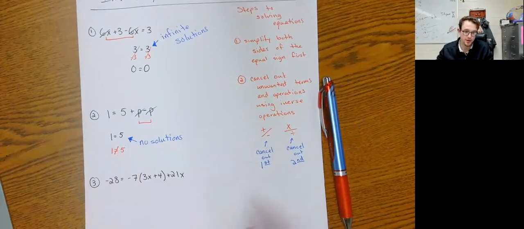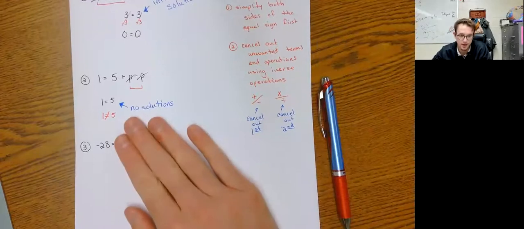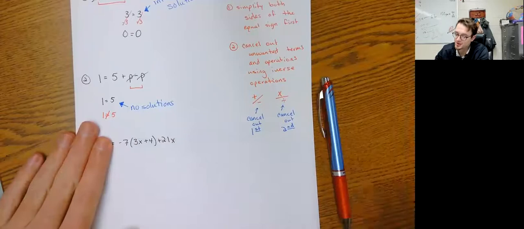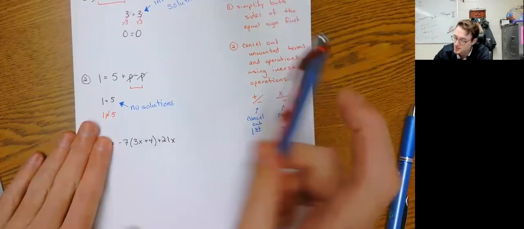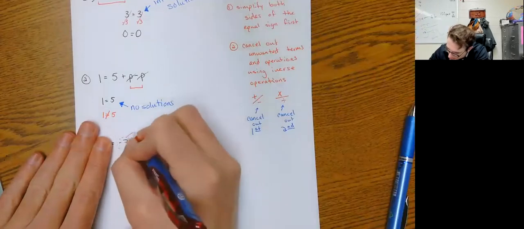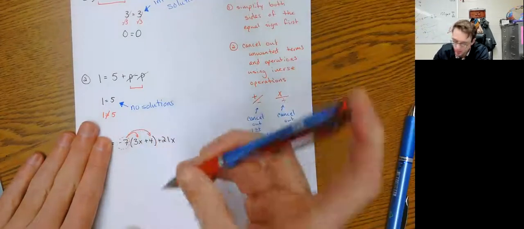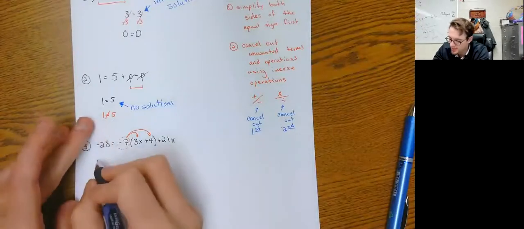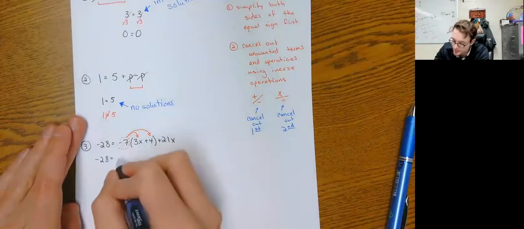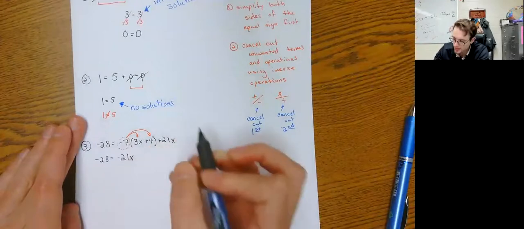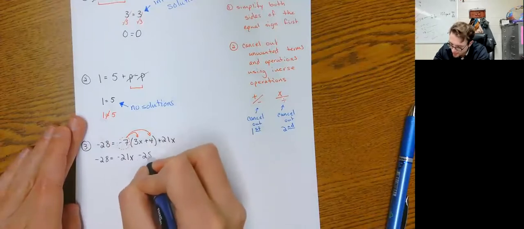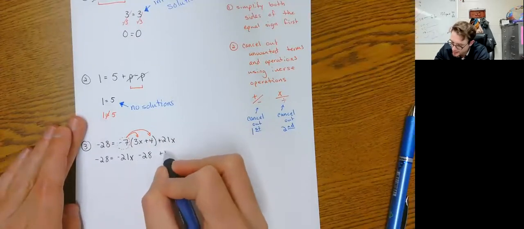Let's move on to number 3. Is that side simplified? Yes. Is that side simplified? No, it is not. So the first thing I'm going to do is some distribution. I'm going to distribute this -7 through. So I'm going to drop everything. I get -28 equals -7 times 3x is -21x. -7 times +4 is -28. And then drop this +21x.